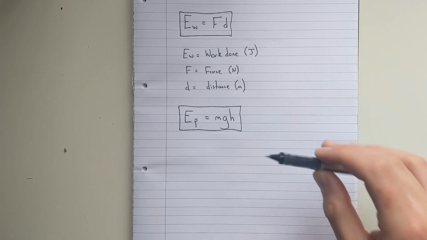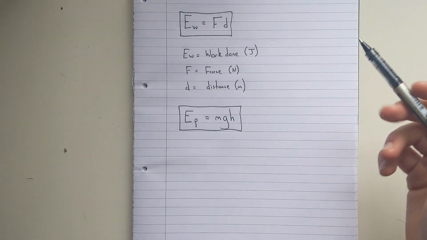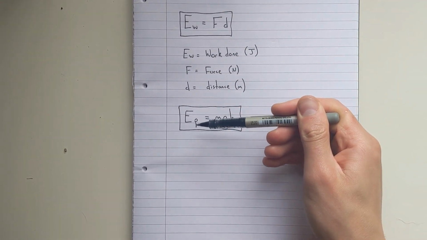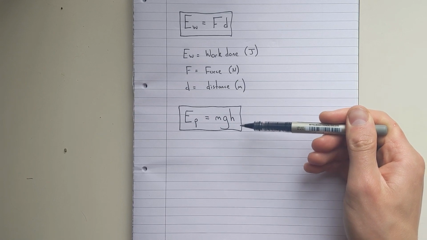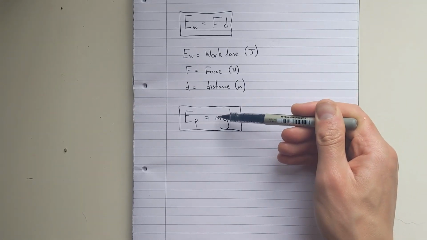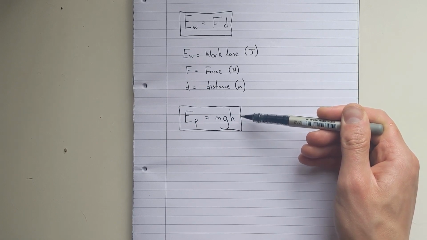Okay, S4, hopefully Nova and I have explained work done to you there and you understand it. But let's now move on to potential energy. And EP equals mgh. That's the equation. Now, EP is potential energy, m is mass, g is gravity of the planet, and h is height.